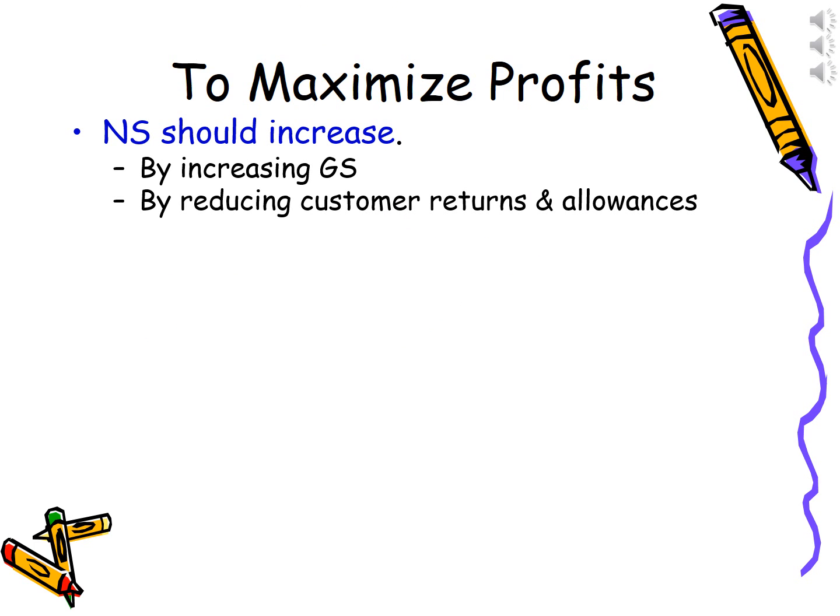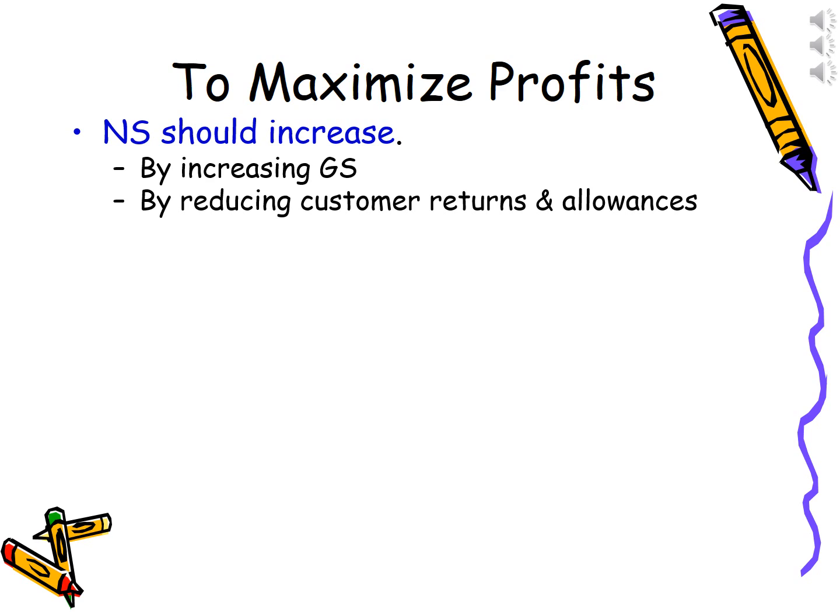The utmost goal of any business is to maximize the profit. And we just took a look at the P&L statement, which gave us an idea that for us to maximize profit, we need to work on three things. Net sales, cost of goods sold, and operating expenses, those three drivers of profits.